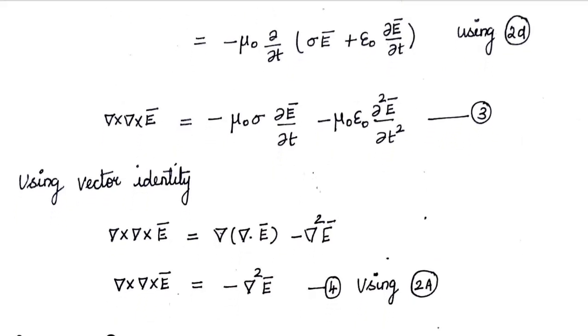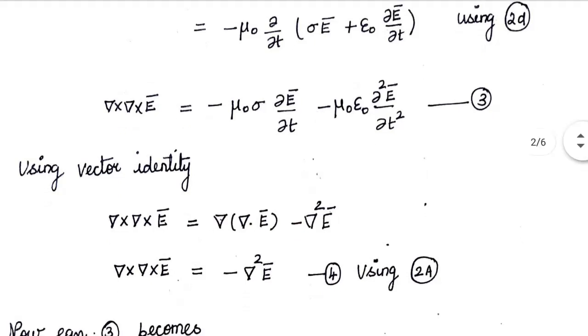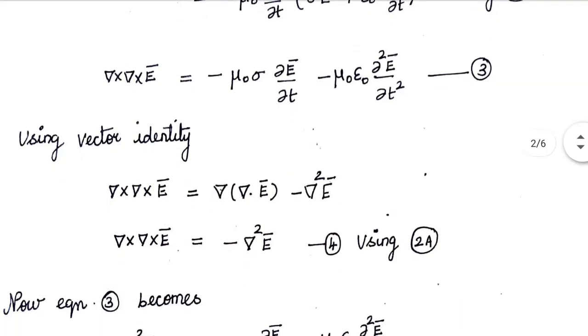Now let us find a simple solution for del cross del cross E vector. We have a vector identity for it. Del cross del cross E vector is equal to gradient of del dot E vector minus del square E vector. From equation 2A, we know del dot E equal to 0. So the first term goes to 0. So del cross del cross E vector equal to minus del square E vector. We have named this equation as equation 4.